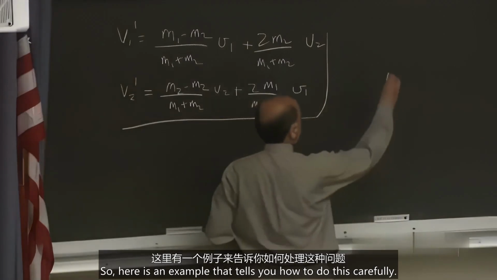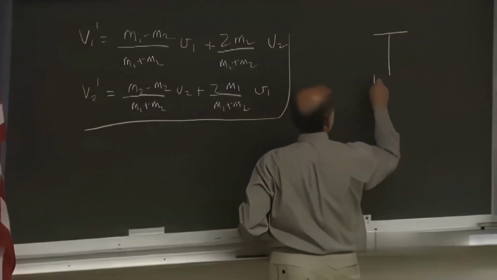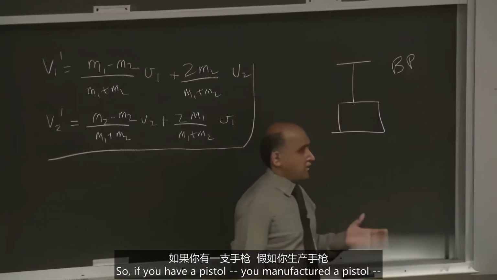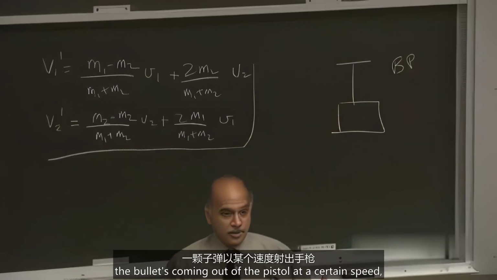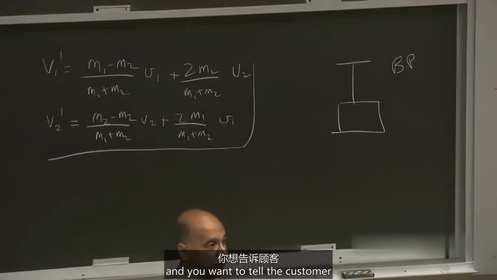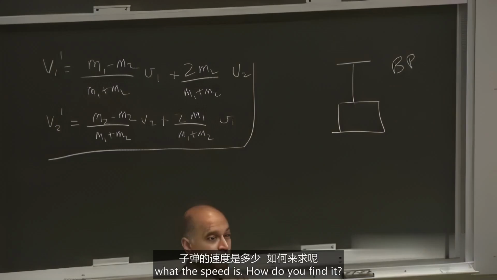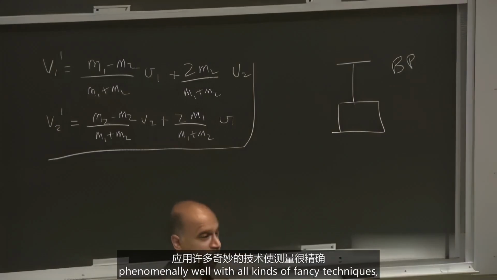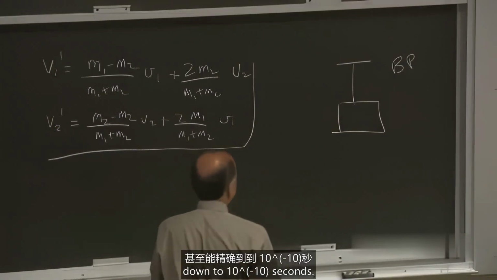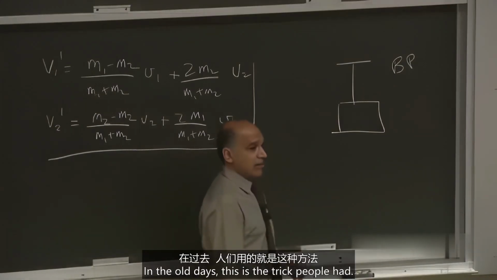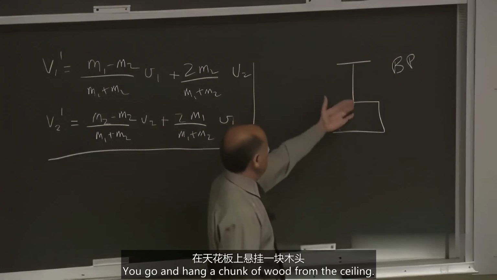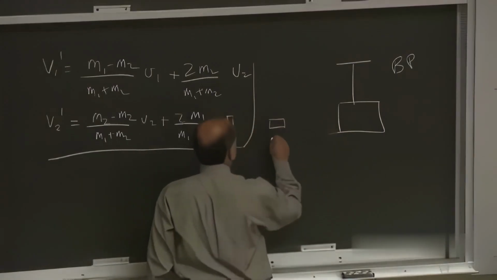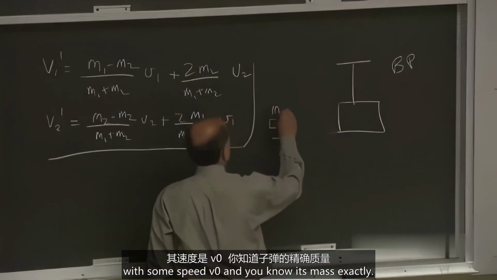So here is an example that tells you how to do this carefully. This is called the ballistic pendulum. If you manufacture a pistol, the bullets come out of the pistol at a certain speed, and you want to tell the customer what the speed is, how do you find it? Nowadays we can measure these things phenomenally well with all kinds of fancy techniques, down to 10 to the minus 10 seconds. In the old days, this is the trick people had. You hang a chunk of wood from the ceiling, and then you fire the bullet with some speed v0, and you know its mass exactly.